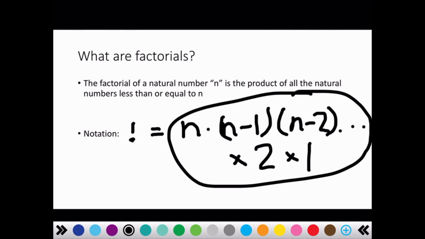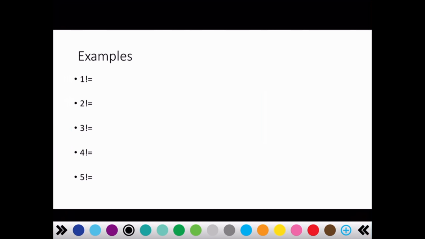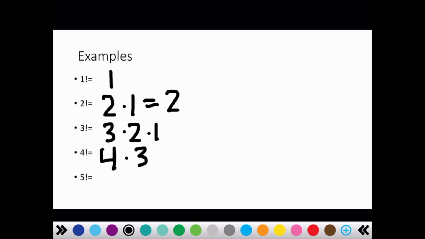Now let's go over a few examples. Here are a few simple examples before we move on to harder questions. So what is 1 factorial? Well, there are no natural numbers that are less than 1, so 1 factorial is just 1. And now 2 factorial. Well, 2 factorial has one natural number less than 2, and that's just 1. So this would be 2 times 1, which is equal to 2. And now 3 factorial. 3 factorial is just 3 times 2 times 1. Same with 4 factorial: 4 times 3 times 2 times 1. And then 5 factorial is just 5 times 4 times 3 times 2 times 1.